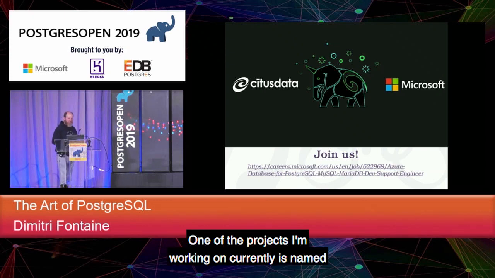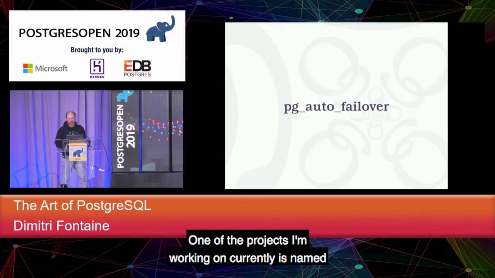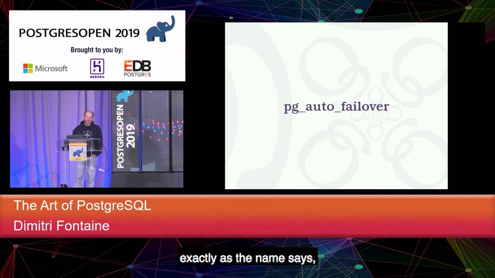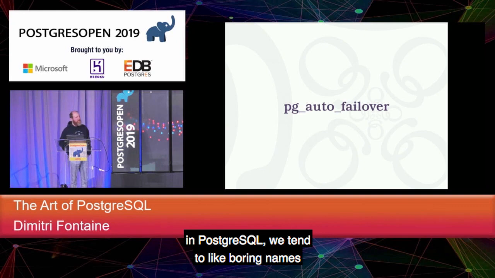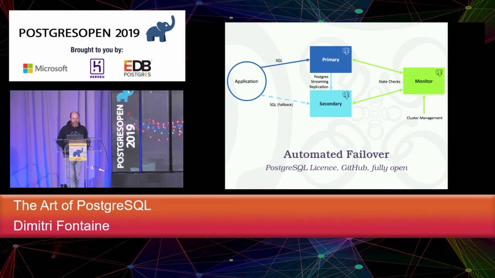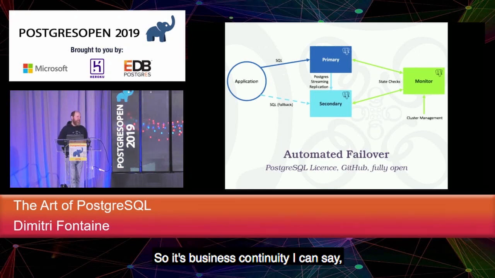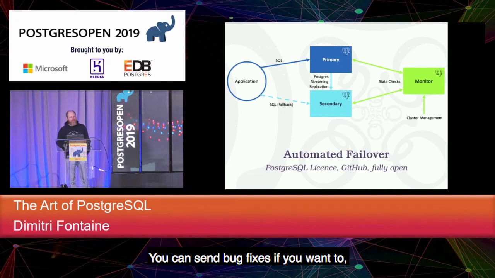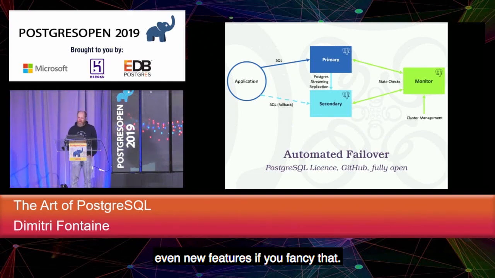One of the projects I'm working on currently is named PG Auto Failover. And the idea is just exactly as the name says. In PostgreSQL, we tend to like boring names, right? So you read the name and you know what it is about, usually. And so it's business continuity, like it's automating the failover. So that's all about it. It's on GitHub. It's completely open source. You can open issues. You can send bug fixes if you want to, even new features if you fancy that. So go have a look.